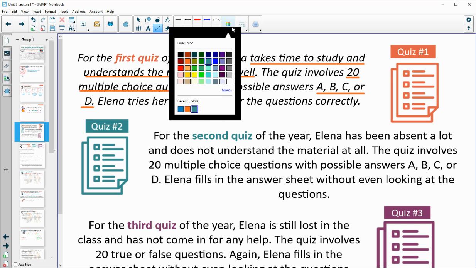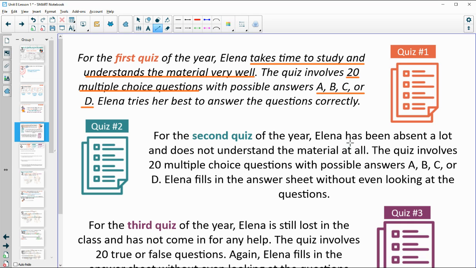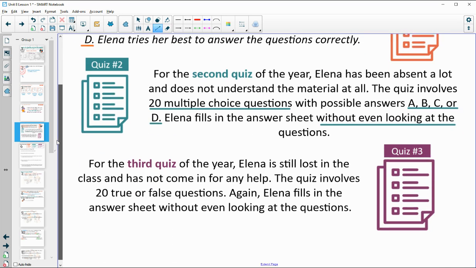In the second quiz, Elena was absent from school a lot and she does not understand the material at all. The quiz still involves 20 multiple choice questions. The possible answers are A, B, C, or D. And she fills in the answer sheet without even looking. So she doesn't even look at the questions. She just picks random answers.